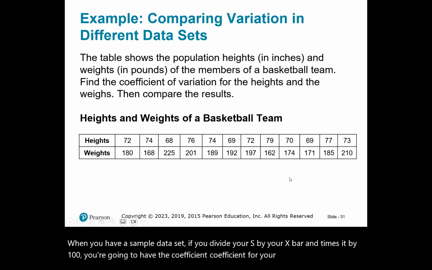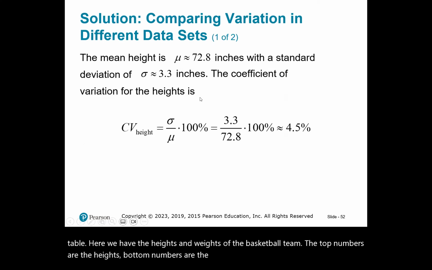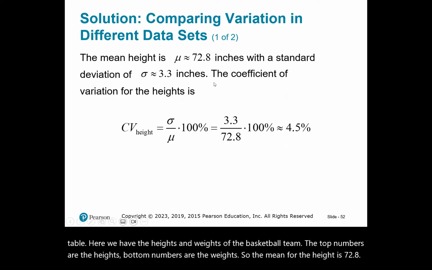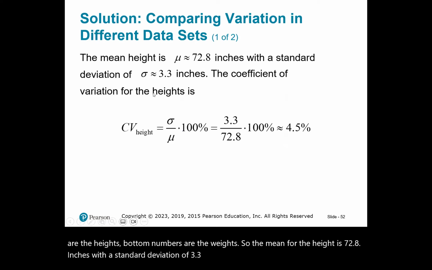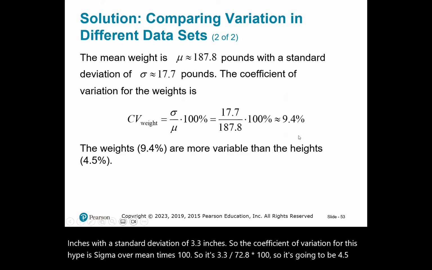So we have a table here. We have the heights and weights of the basketball team. The top numbers are the heights, the bottom numbers are the weights. The mean for the height is 72.8 inches with a standard deviation of 3.3 inches. So the coefficient of variation for this height is sigma over mean times 100. It's 3.3 divided by 72.8 times 100, so it's going to be 4.5% here.